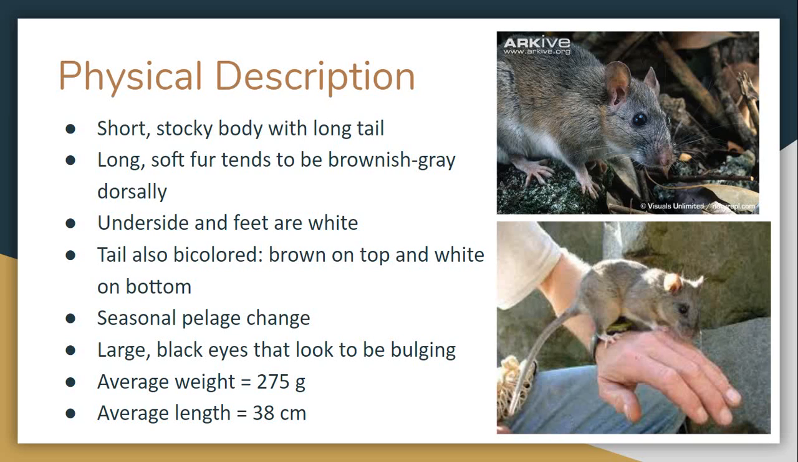They have seasonal pelage change. So during winter, they have a yellowish tint on their sides that breaks up the brown-gray color that they have. And by March, it is uniform again. They also have large black eyes that look to be bulging. And the average weight of eastern wood rats is around 275 grams, and the average length is around 38 centimeters.